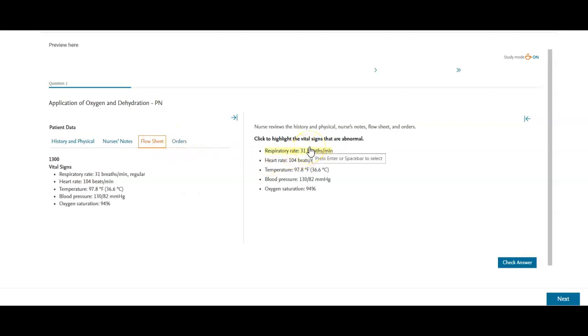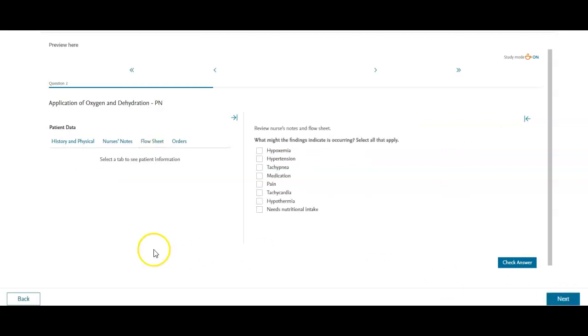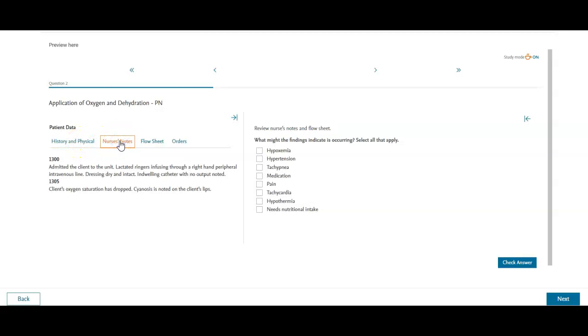What vital signs are abnormal? And then you're going to click Next. This tells us all we need to look at is our nurse's notes and flow sheets, because we already looked at, this is an unfolding one, so we already know some of the other information.